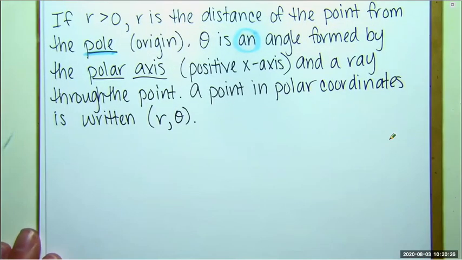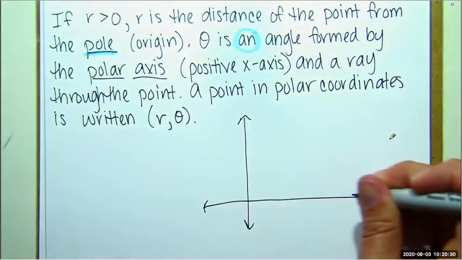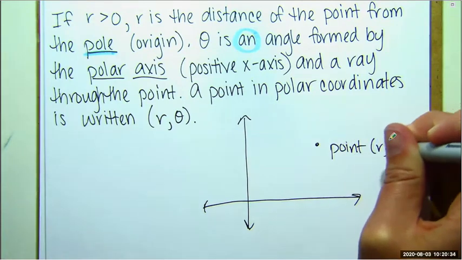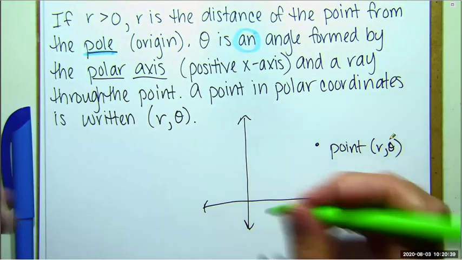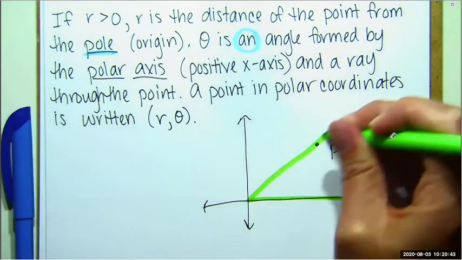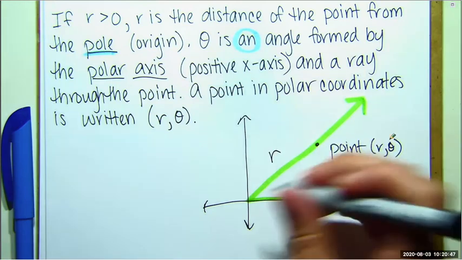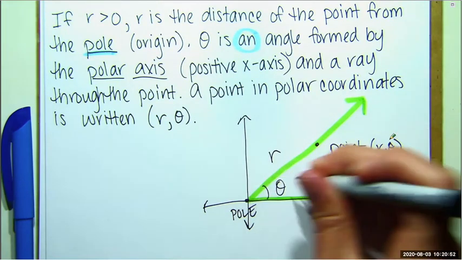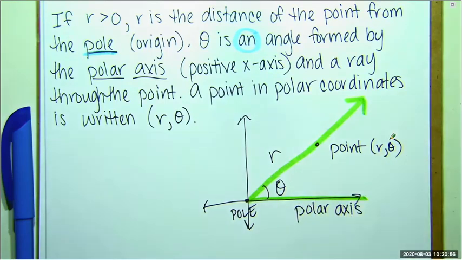So let's look at a picture. I already had a picture up there, but let's label some things out. Here's a point, r, theta. Let me see if the green shows up better. So in order to write the point in terms of r, theta, what we do is we draw a ray through the point. We measure the distance r from the pole out to the point, and then we measure theta from the polar axis out to the point.